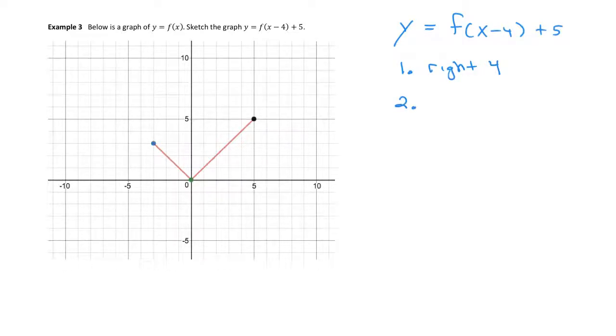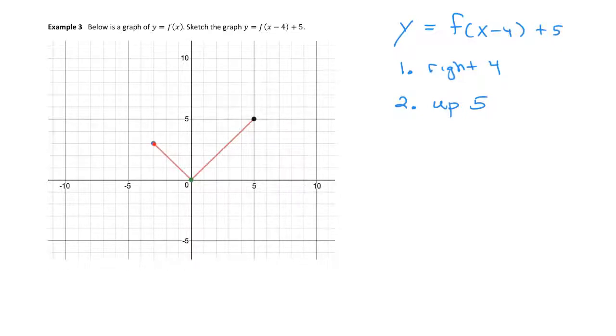Now the second thing that happens is this 5. This is outside of the function and it's changing the y values. It's going to do exactly what I'd expect, which is going to go up 5 places. I'll take the 3 points on my graph, run them through these 2 steps, and then sketch the entire graph when I'm done. So let's start here.